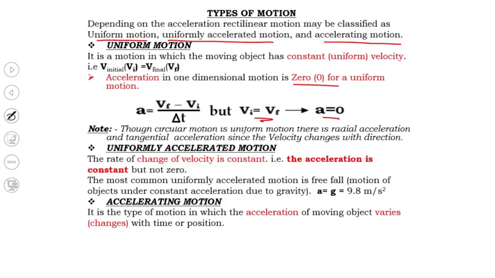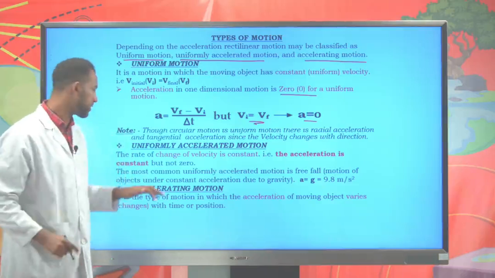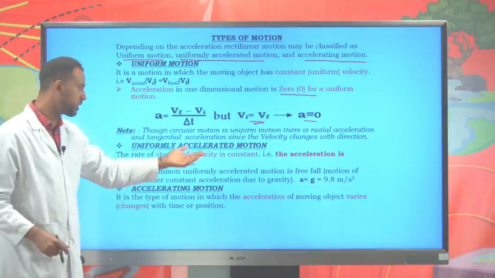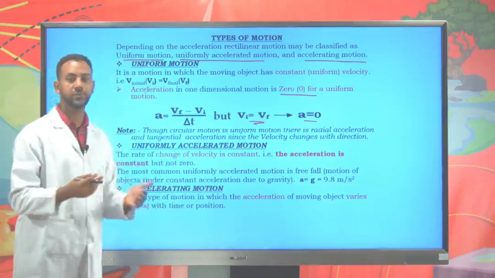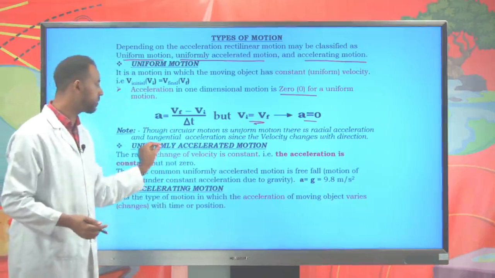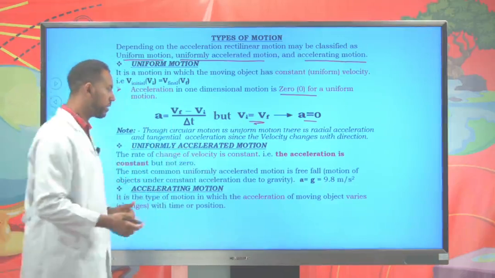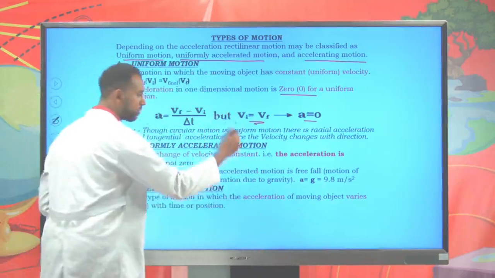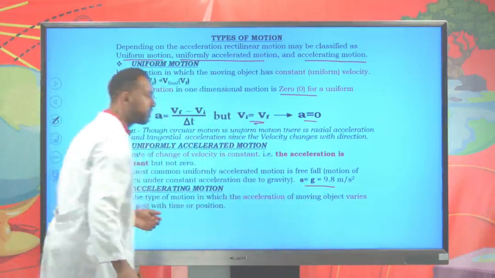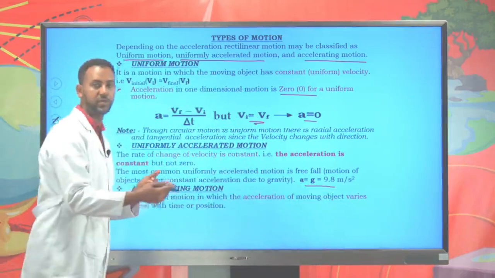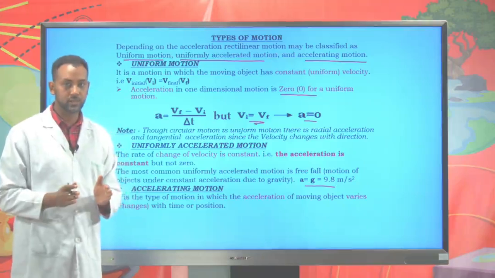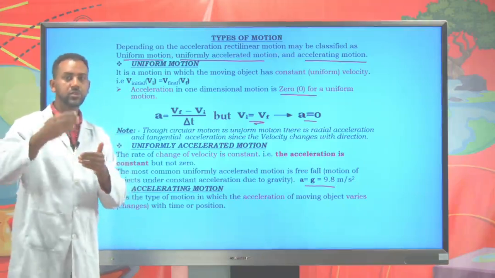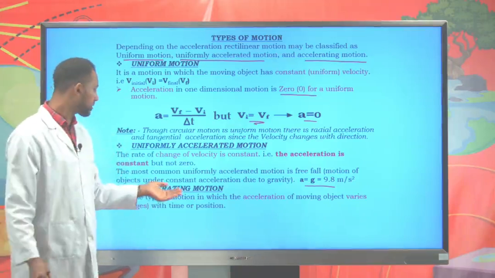And for a uniformly accelerated motion, the acceleration remains constant. The rate of change of velocity remains constant. One good example is free fall, or vertical motion, which is a good example of uniformly accelerated motion. When an object is thrown downward or upward, we are using gravity, and gravity is always 9.8, or approximately 10 meters per second squared for calculation. So the acceleration remains constant. The velocity changes, and that velocity change per unit time t remains constant.